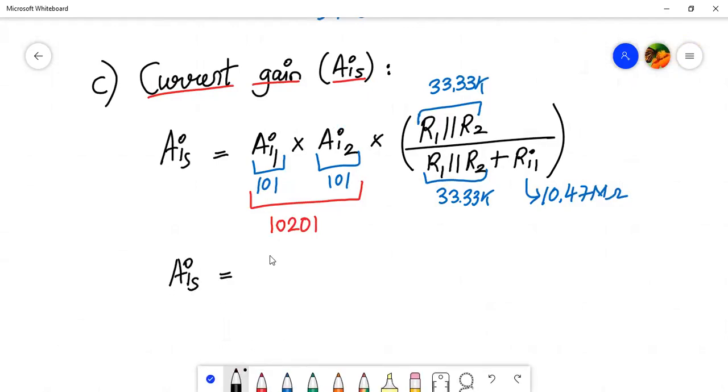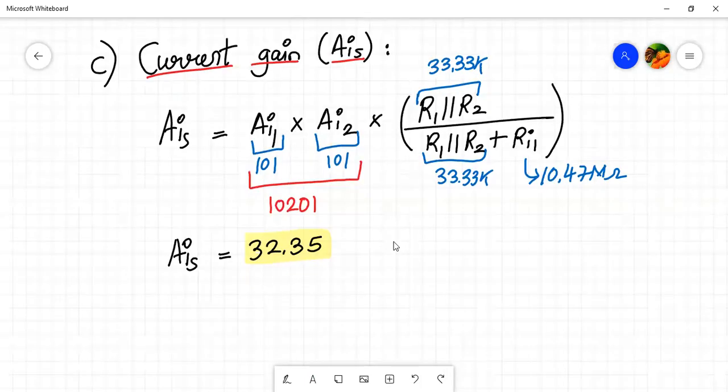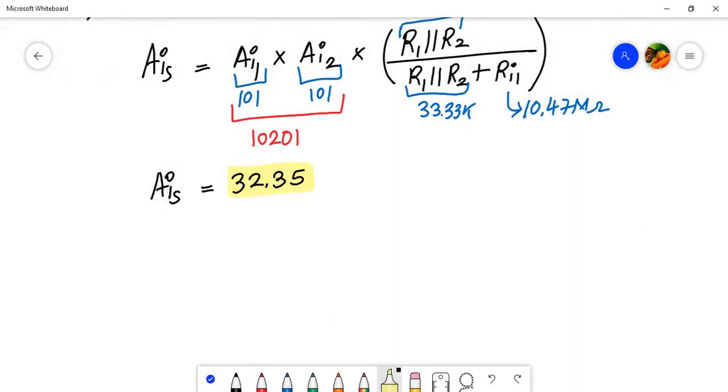So what is the new value of AIS? The value of AIS is coming out to be 32.35. As you can see, a drastic fall in the current gain of the Darlington pair amplifier when we connect the biasing resistors R1 and R2. Now, finally, we have to calculate the voltage gain.